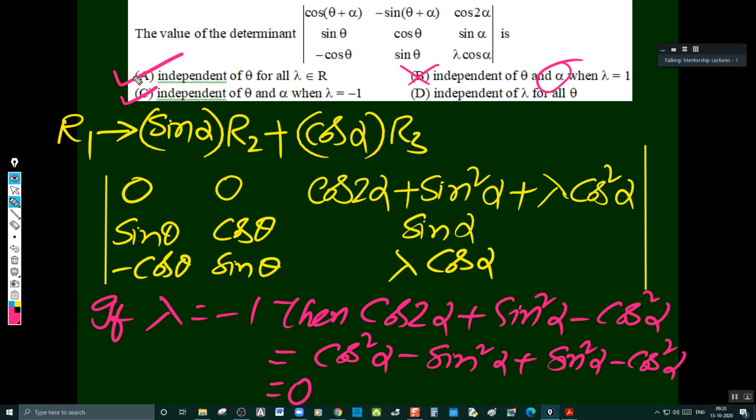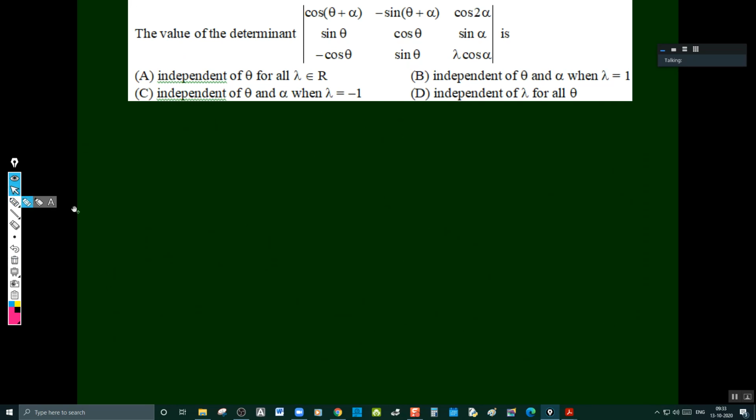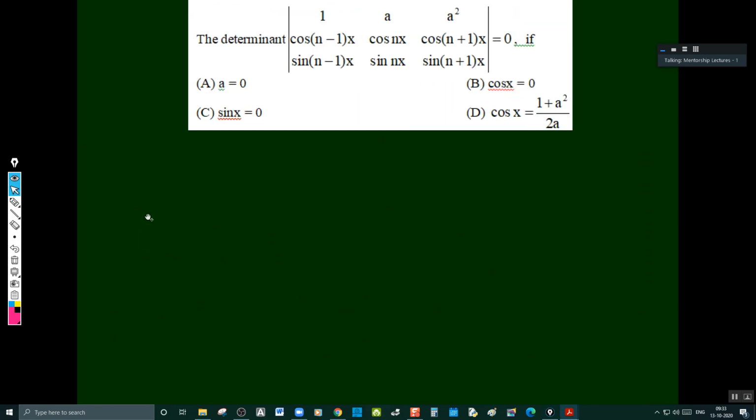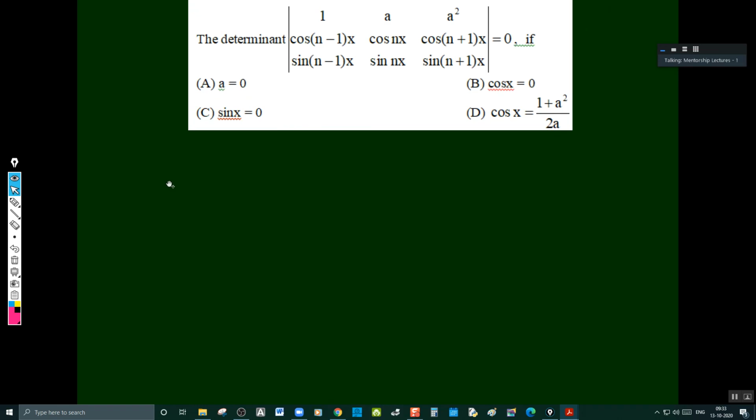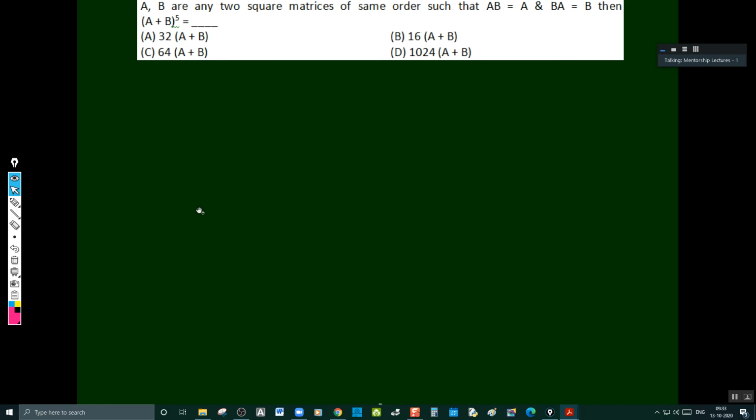Yes, sir. Should I move? Yes, sir. Now, what are the problems left over? Let me check once. This is orthogonal matrix, and involution is also there. It is also trigonometry based. We have to do it with the row column operations only. And it is also a straight question, it can be done. And A into adjoint A. This is property based.